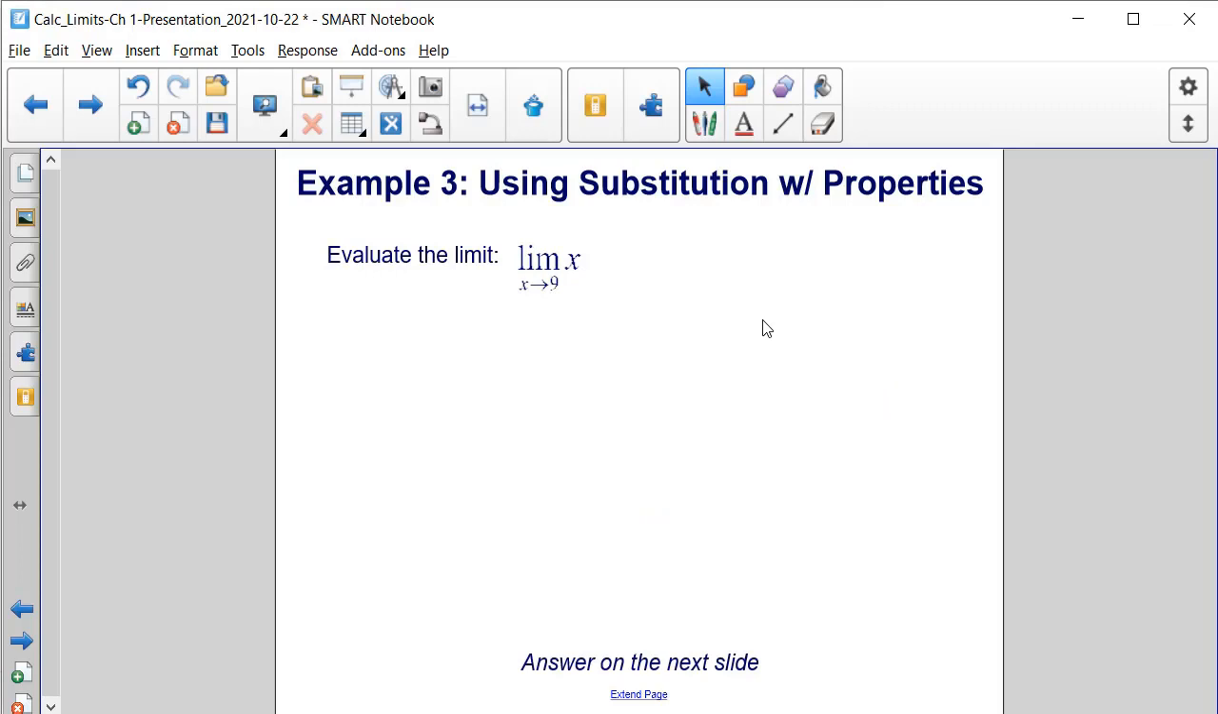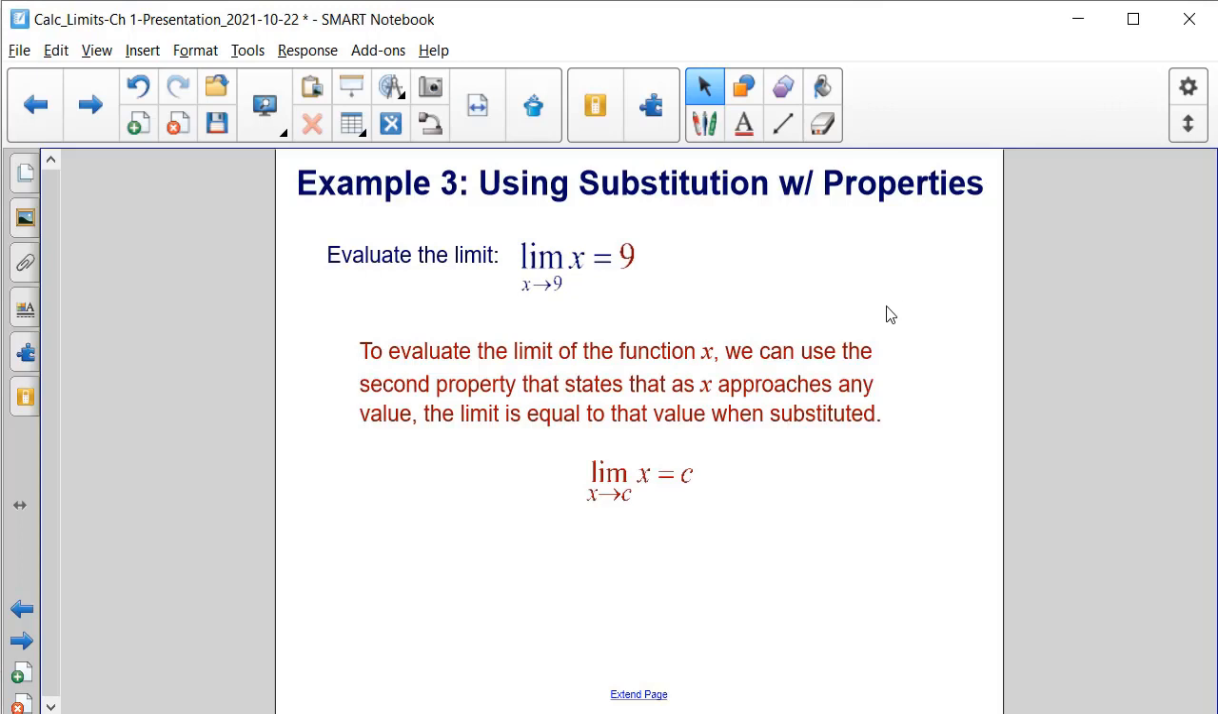Now let's evaluate this limit. The limit of x as x approaches 9. To evaluate this limit of the function x, we can actually use the second property that states that as x approaches any value, the limit is equal to that value when substituted. In symbolic terms, the limit of x as x approaches c is equal to c.